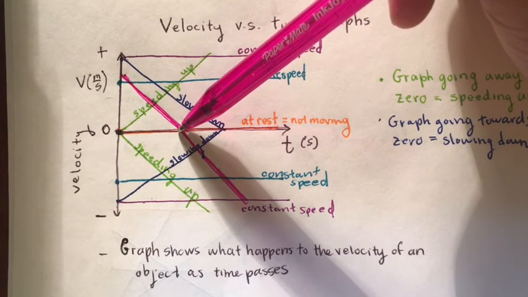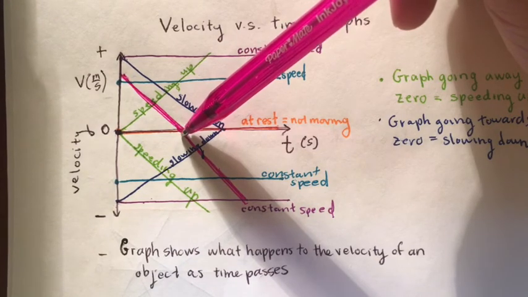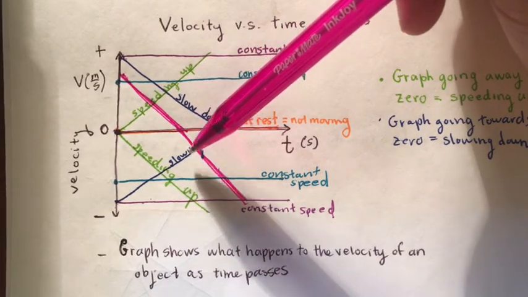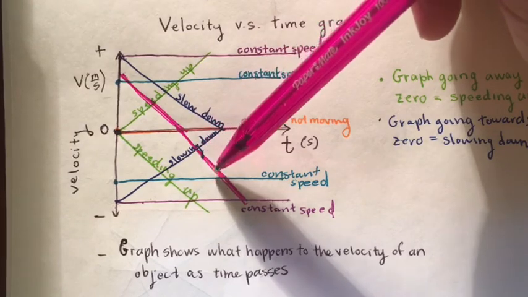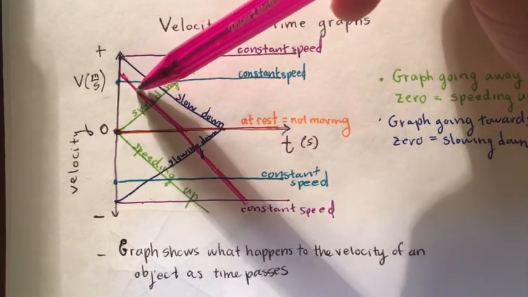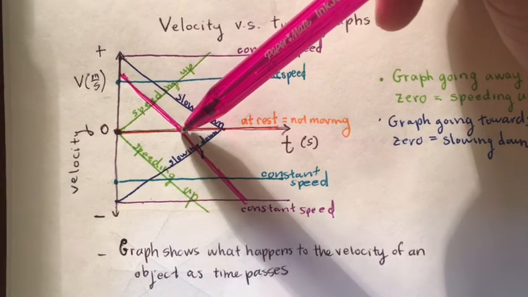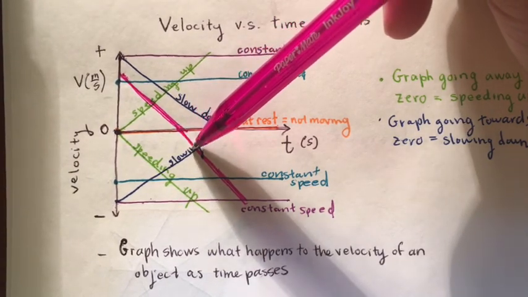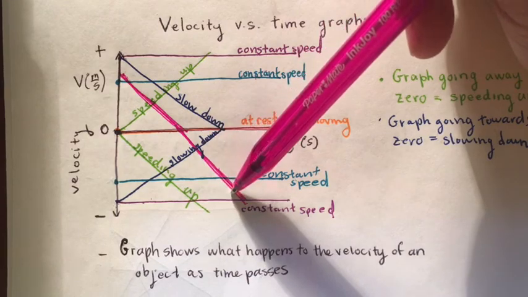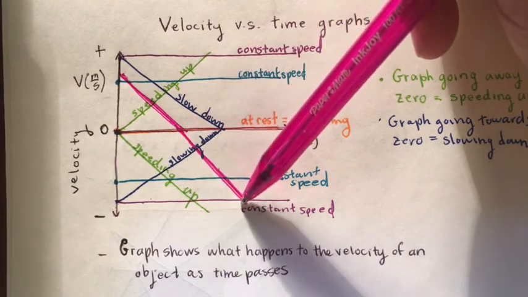Then, once they're at rest, they turn around and start speeding up in the negative direction, which you can tell because our graph starts to move away from 0. Here we were moving towards 0, meaning we're slowing down. We get to 0, and then they turn around and start speeding up in the negative direction, which you can tell because the graph is moving away from 0.